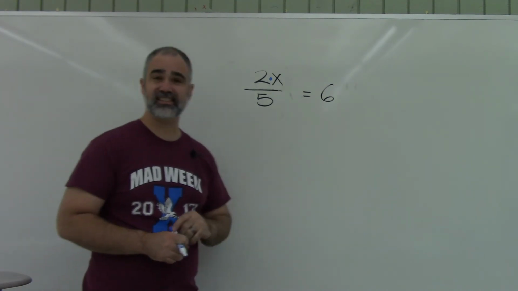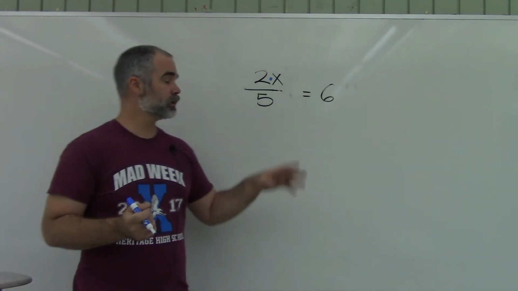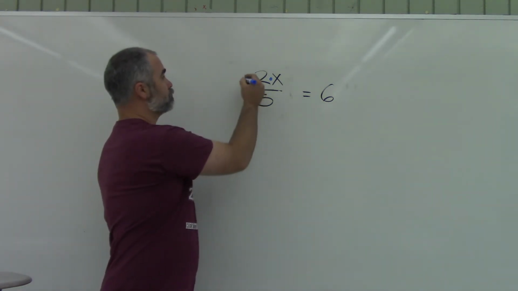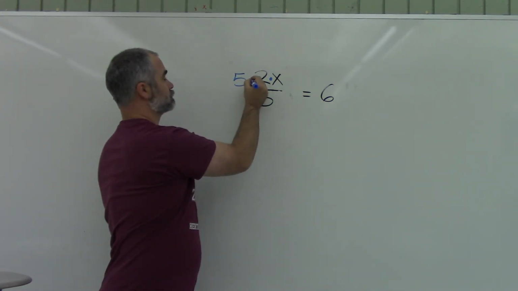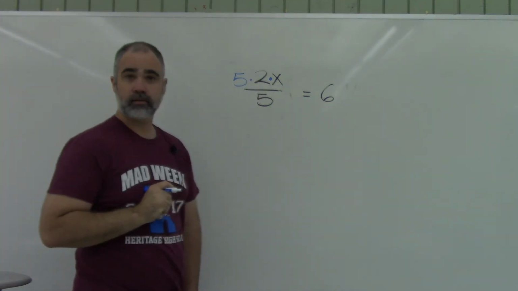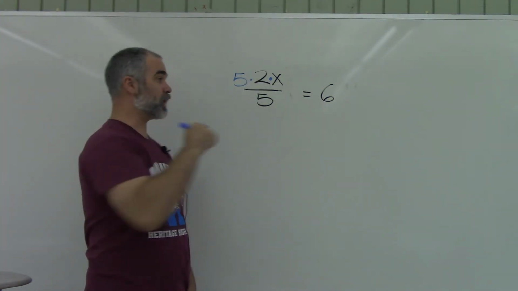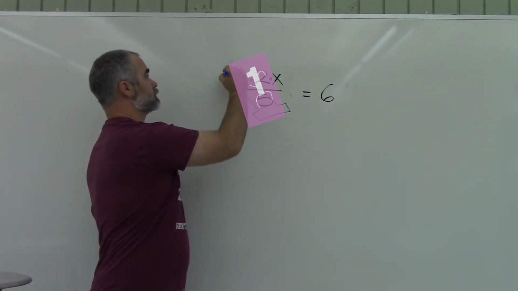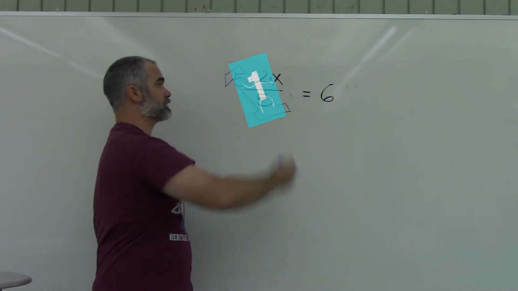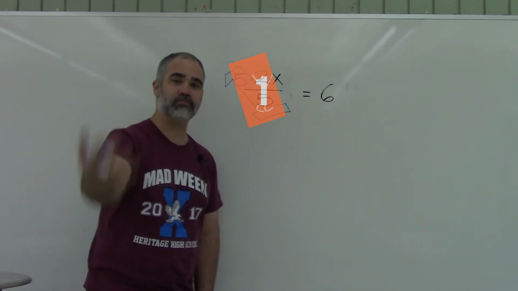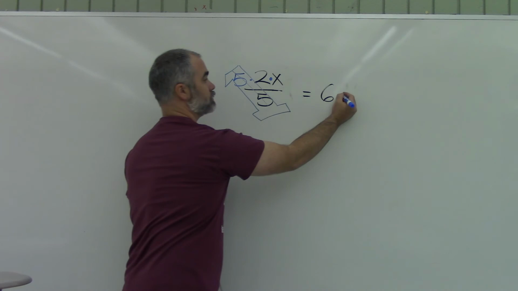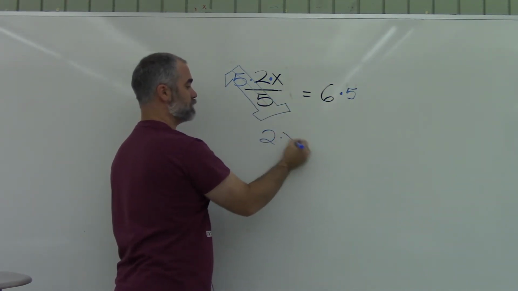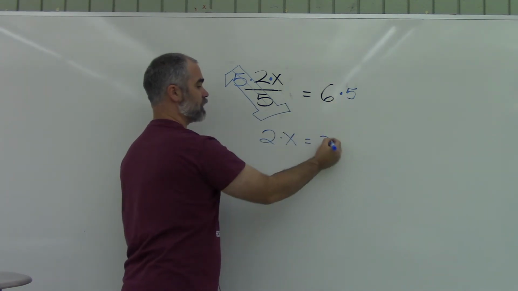I don't like the fact that this is divided. So here's what I'm going to do. What's the opposite of dividing? Multiplying. So I'm going to multiply by 5. All right? Now remember what happens when I divide something by itself. 5 divided by 5, that's a big 1 again. Those cancel out completely. That's why we do the opposite, because it gets rid of those numbers. Do the same thing to the other side. So I have 2x, which means 2 times x equals 6 times 5, or 30.